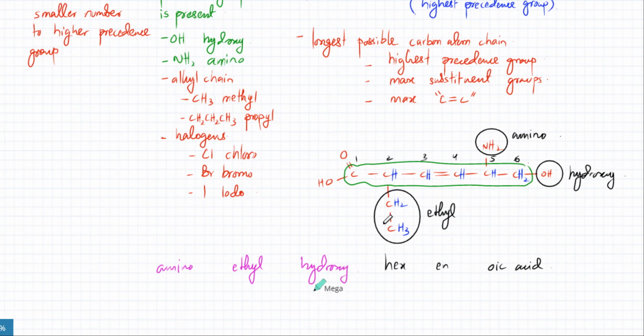Now we're going to start numbering them. Let's start on the left side. Amino is at position number 5. The ethyl branch is at position number 2. Hydroxy is at position number 6. And then the ene is at position number 3. And the oic acid, no need to write that, it's at position number 1. So that's how you're going to name the molecule. Is this clear?